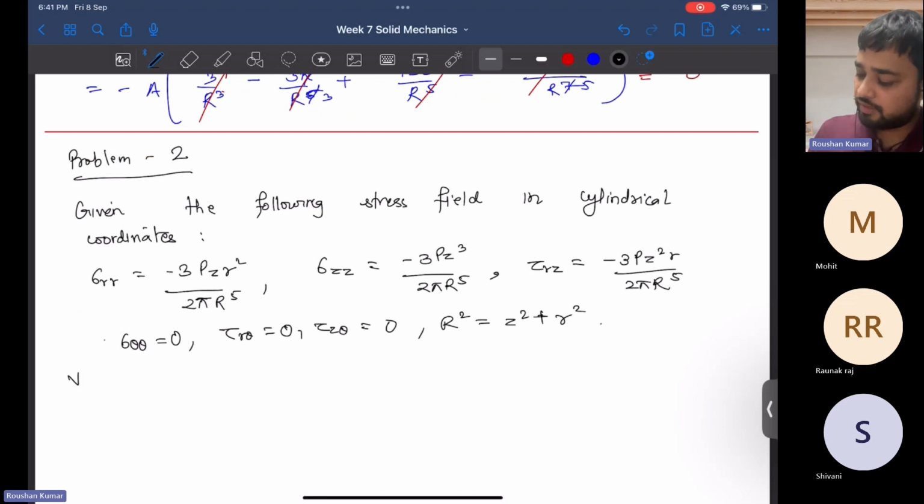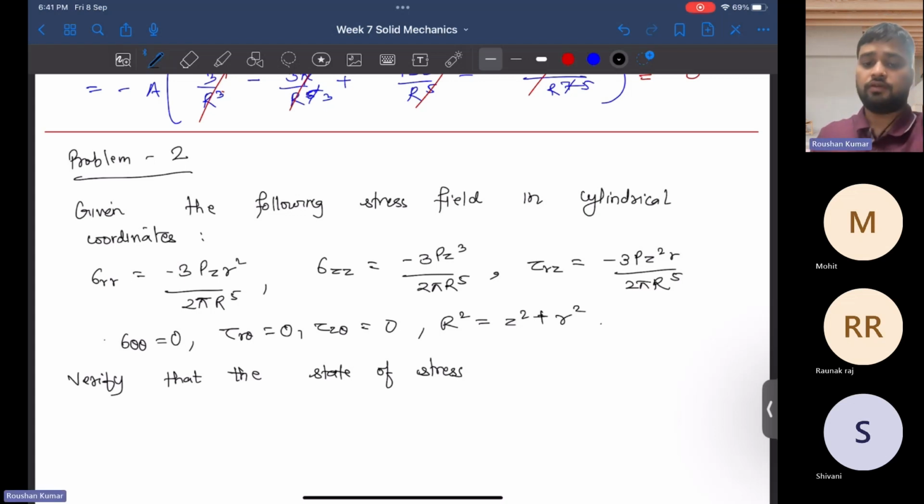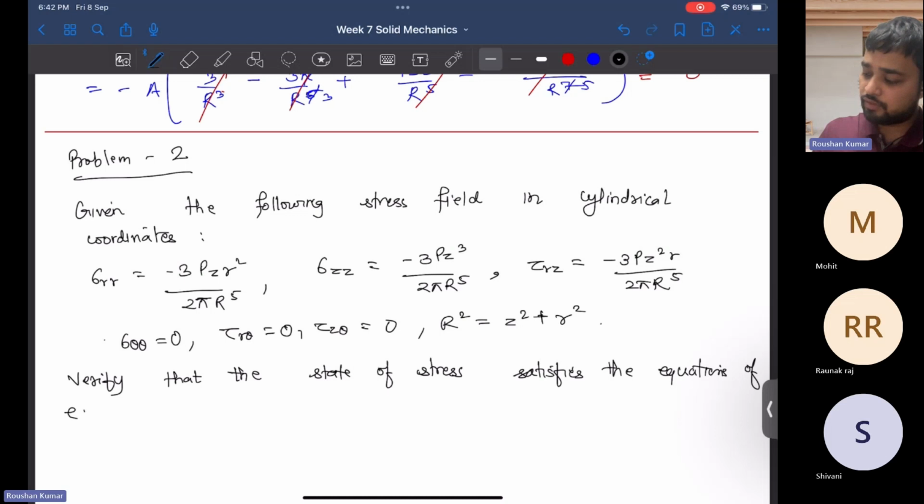The question is, verify that the state of stress satisfies the equations of equilibrium in the absence of body force.